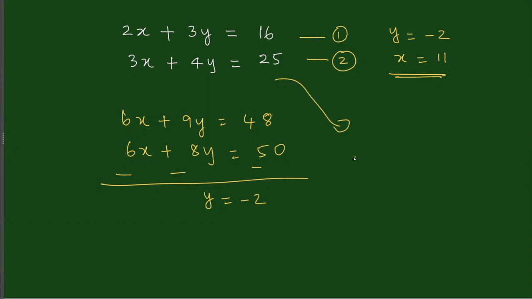I substituted in the second one: 3x minus 8 equals 25. Either way is fine. 3x minus 8 equals 25, 3x equals 33, and x is equal to 11. Very nice.